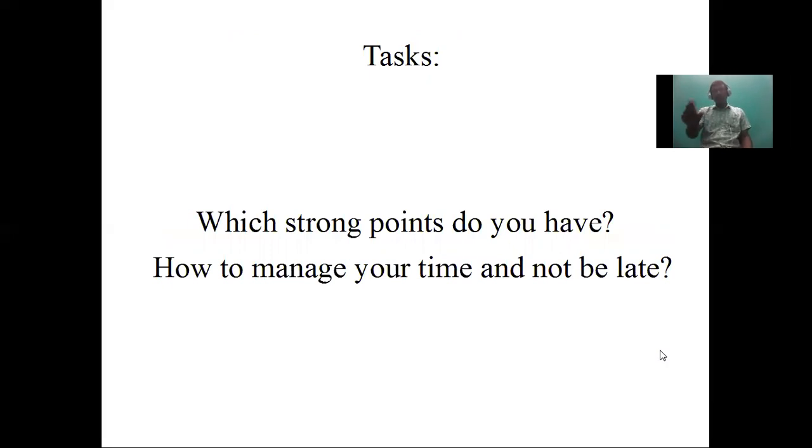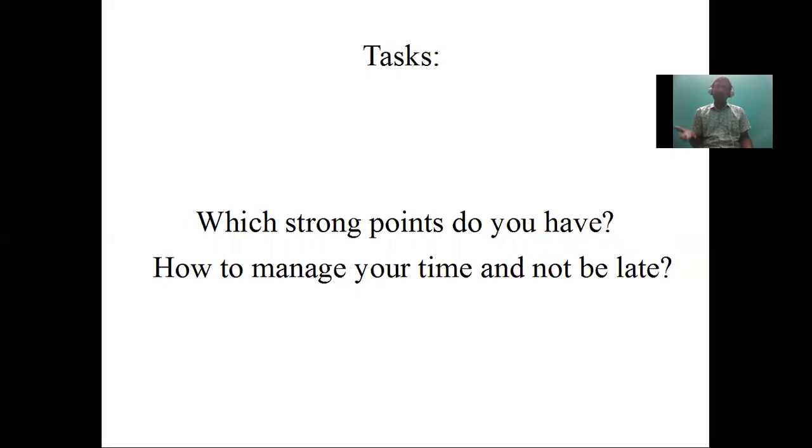I have given two questions actually, and these questions will be written like an extended definition. My first question is, which strong points do you have? Which strong points do you have? You know, as we are the best creation of God, of Allah, in every human being there are some strong points. So in this question, you are asked what strong points you feel that you possess.